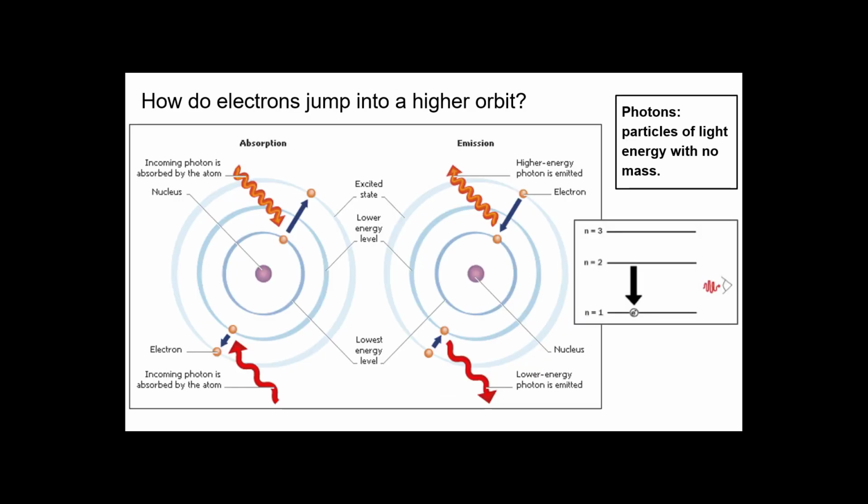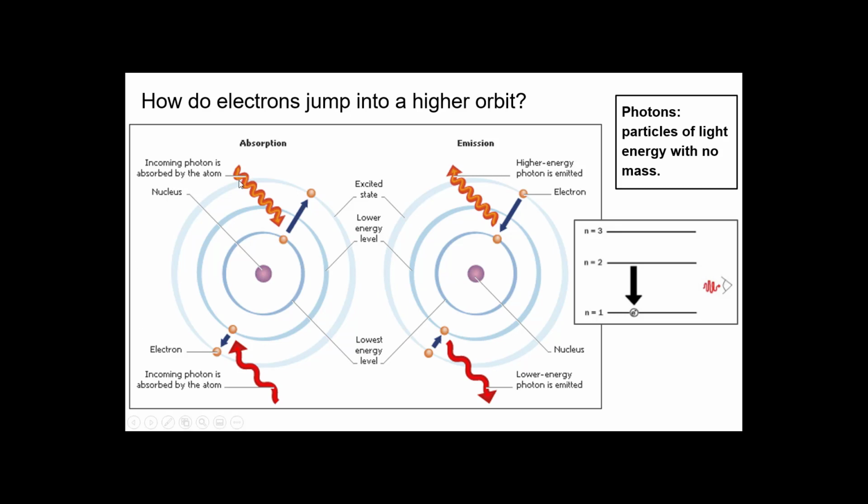How do electrons jump into a higher orbit? Well, this is where photons come in instead of waves. Photons are particles of light or energy with no mass. To excite an electron, it will take up one photon. Depending on how far it's going to jump, that's more specific than what I'm trying to explain here.